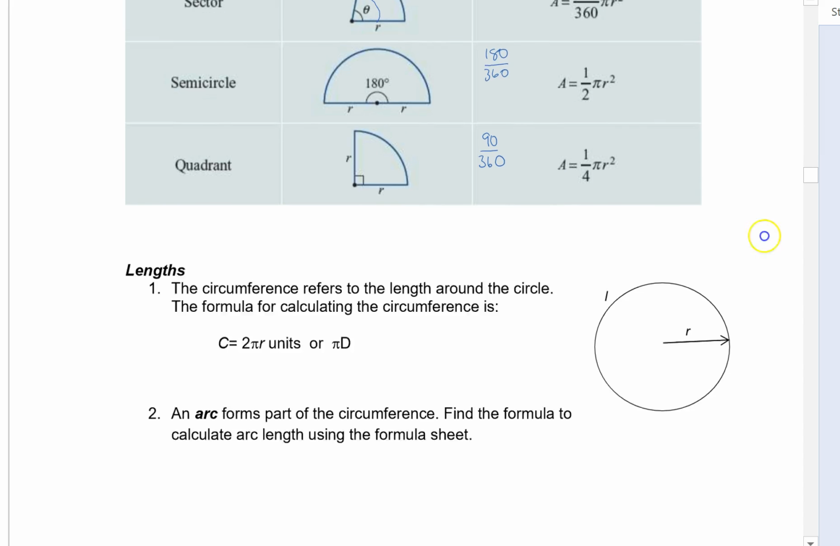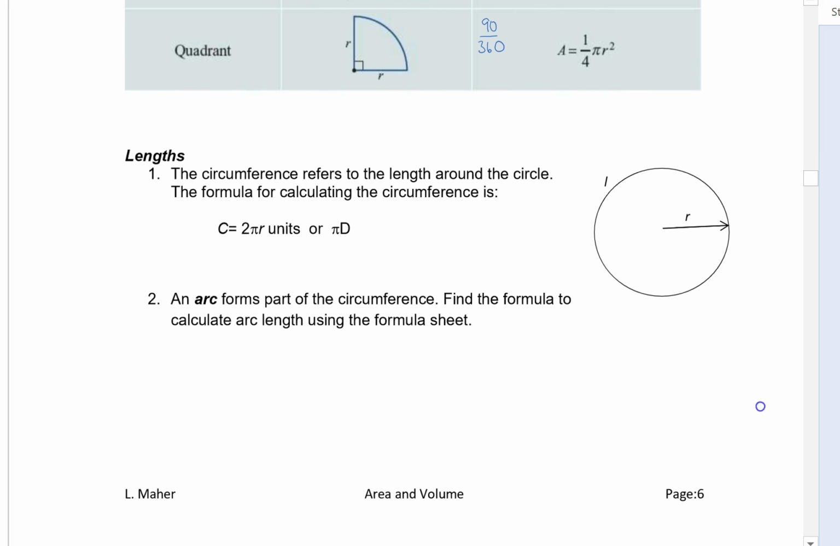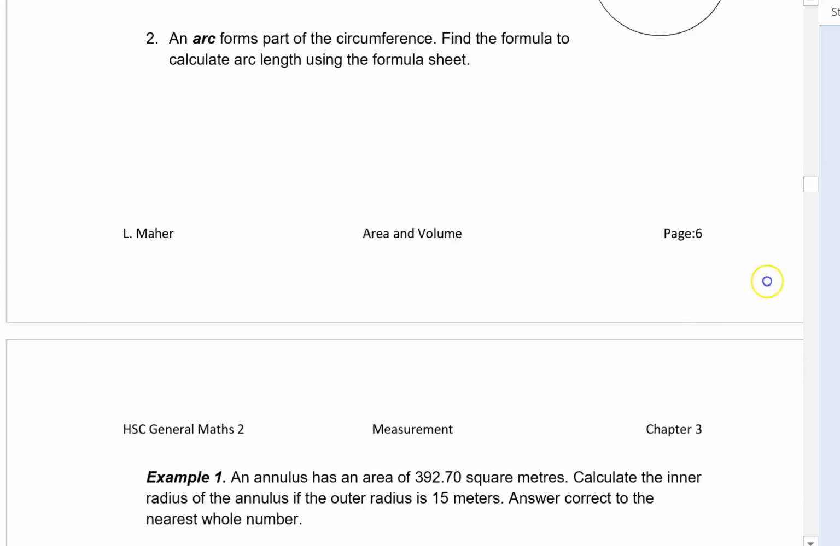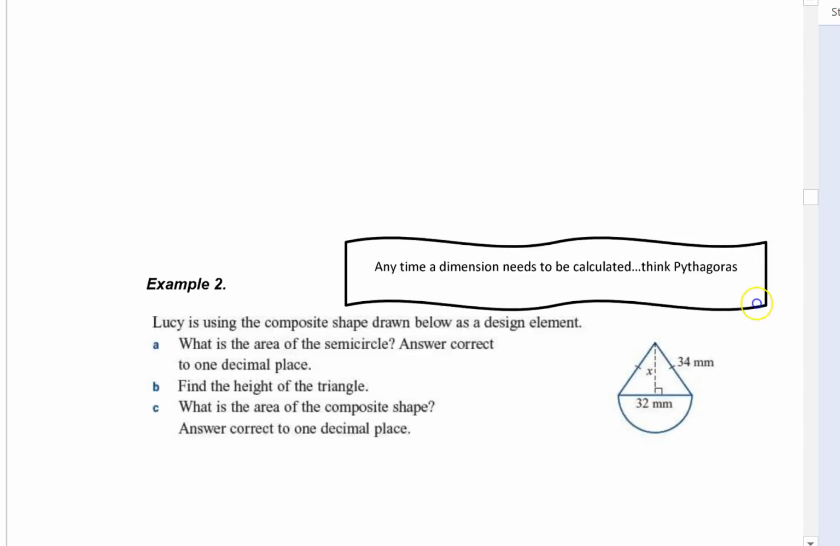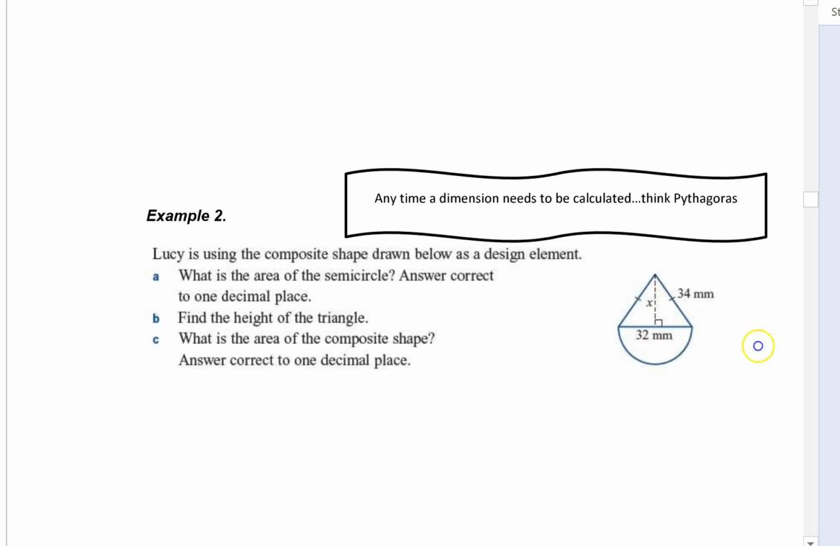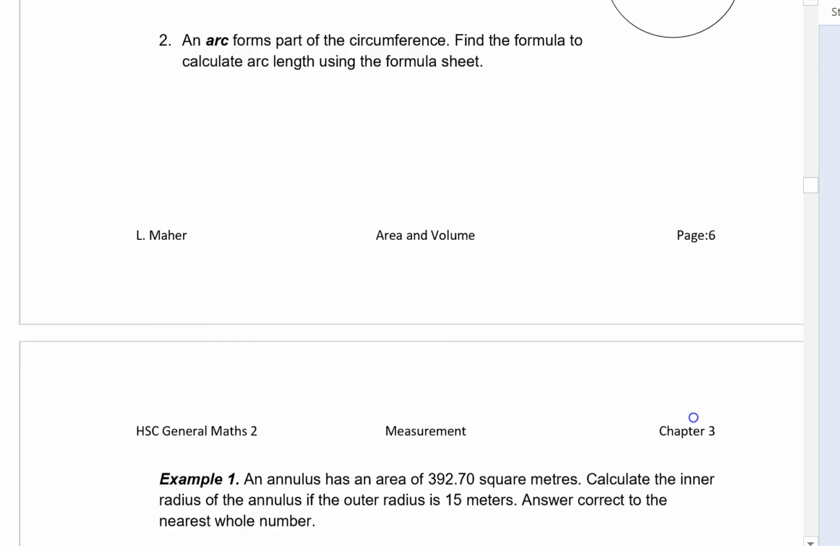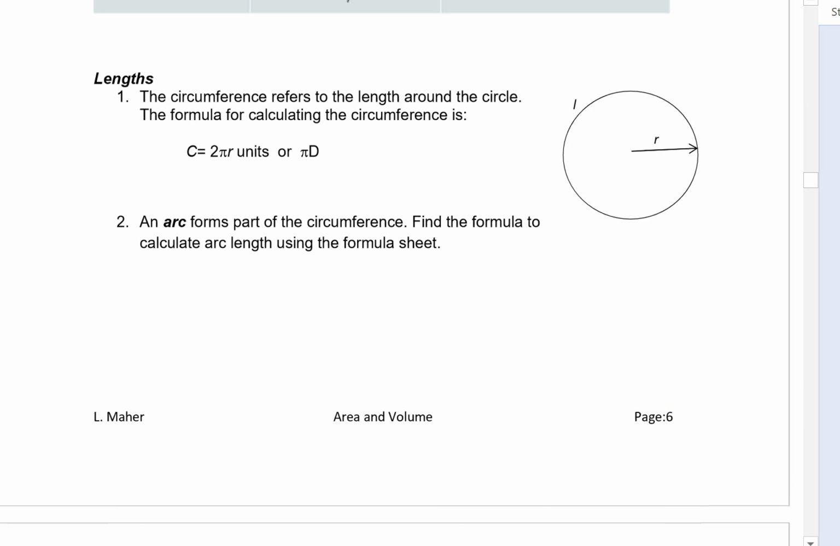Let's have a look at these examples, and I will, yes, I'll leave that example 2 to do in class. So I think in this video I'll have time to get through these.